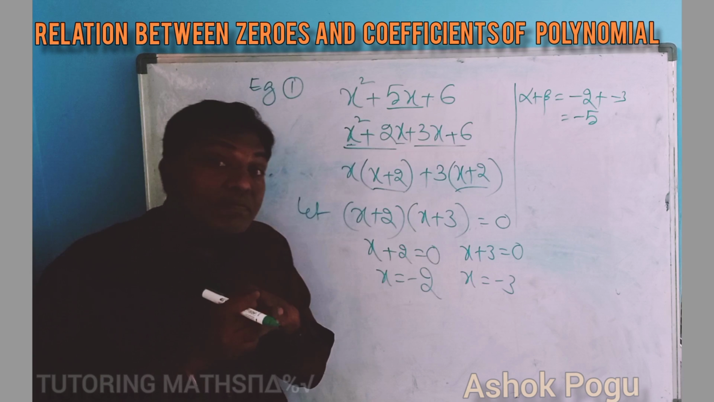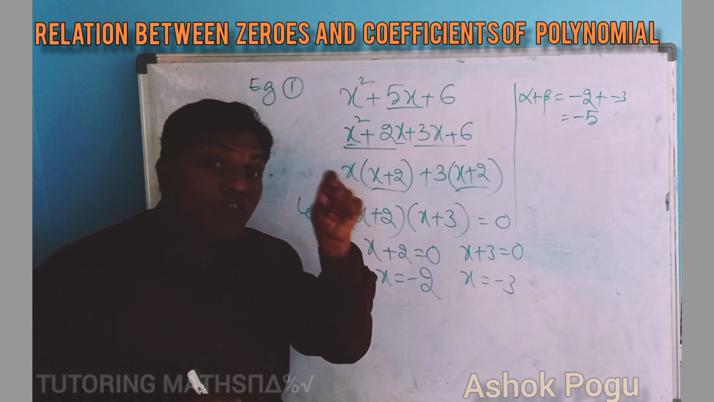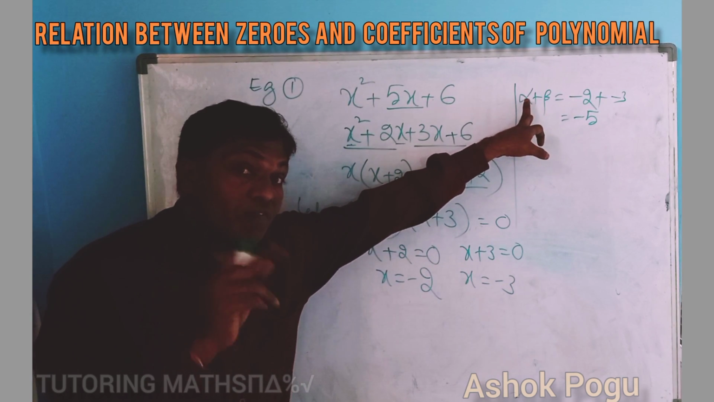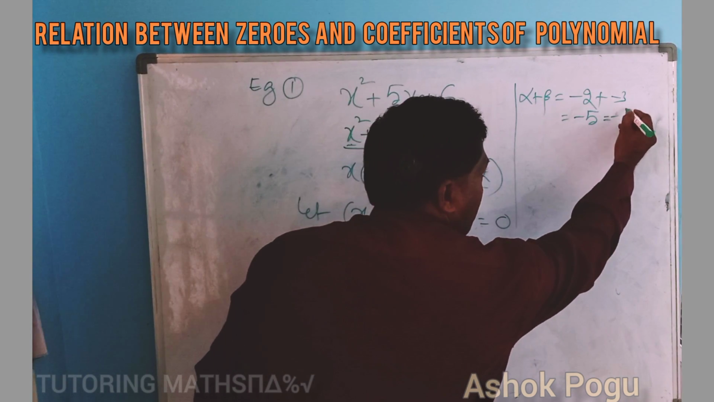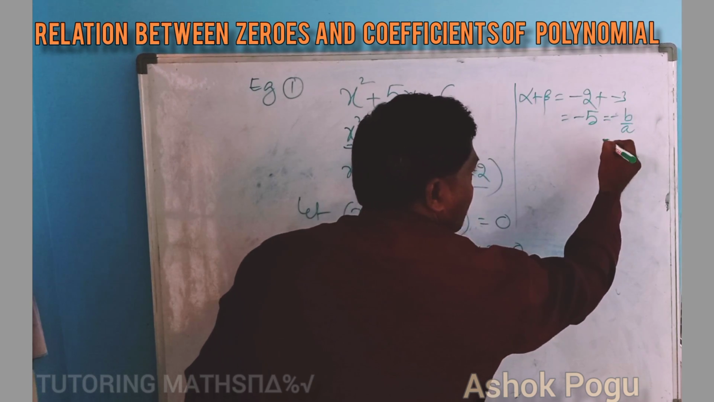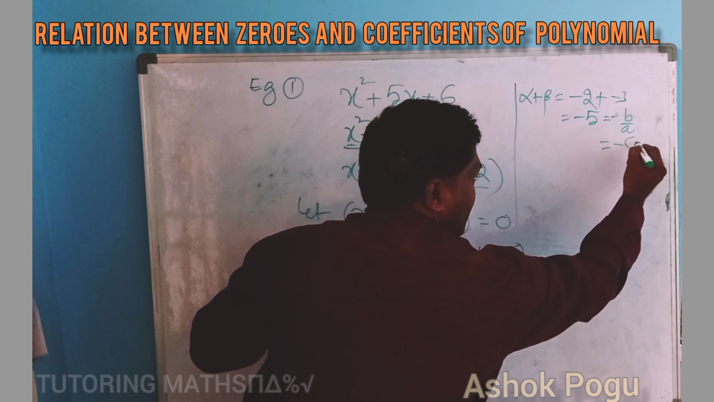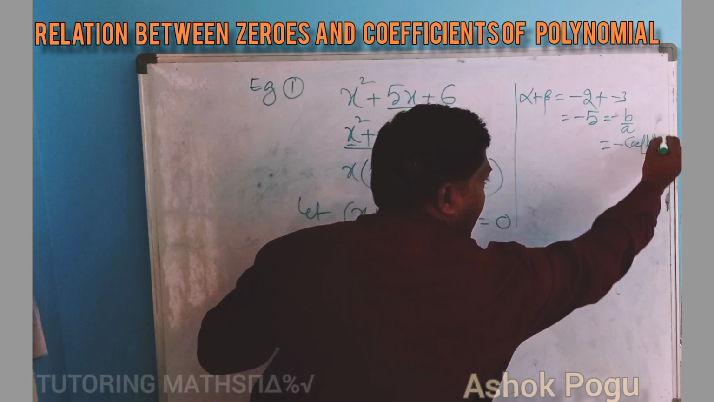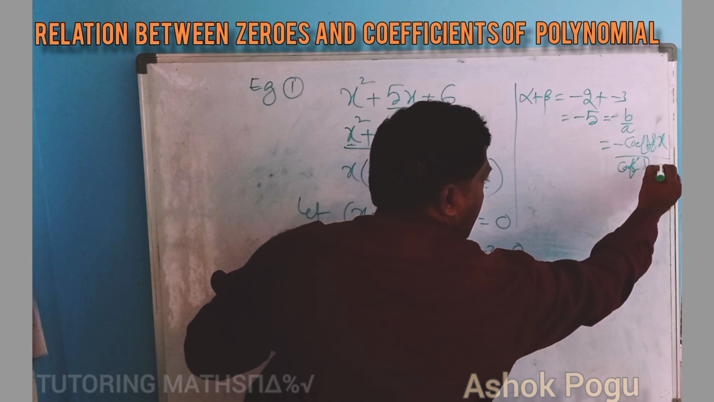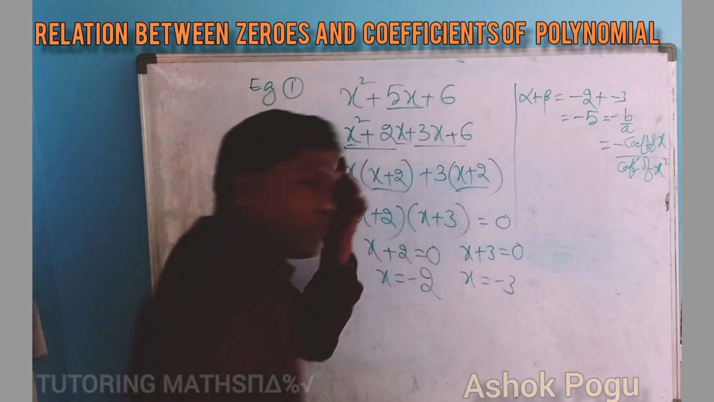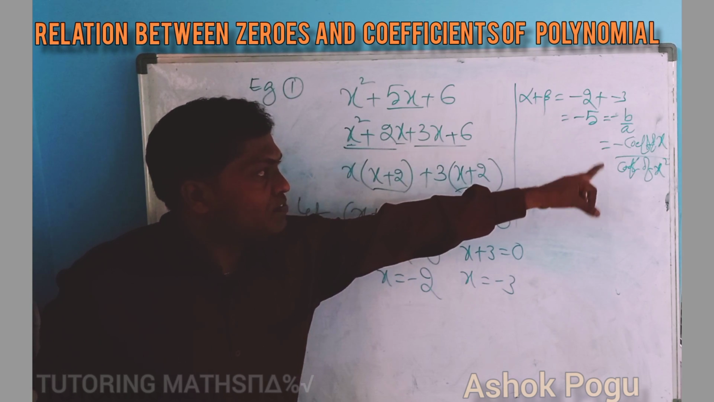But we have to verify whether this result is equal to the formula. What is the actual formula of alpha plus beta? Minus b by a. What is minus b by a? Minus b is the coefficient of x, by a, the coefficient of x square. Minus b by a is minus the coefficient of x by the coefficient of x square.